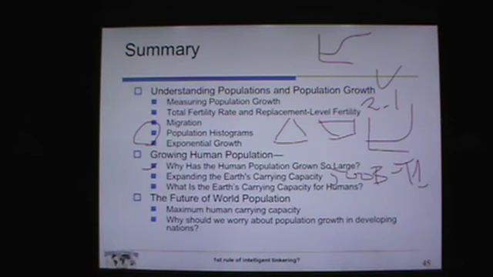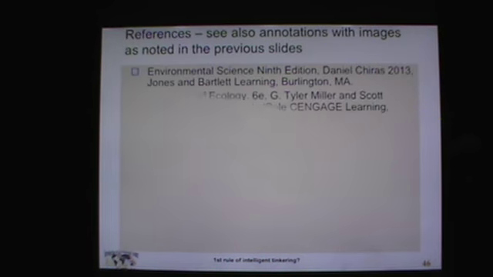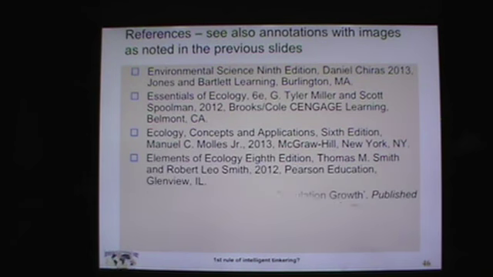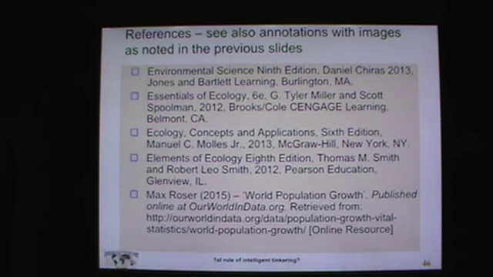Why should we worry about population growth in developing nations? Because it's going to take increasing amounts of resources to support them. But if we can stabilize our population growth, perhaps we're already in good shape. Maybe not. The references have annotations and images, and I'm going to pull our discussion forum for this particular unit from one of the previous slides. So those are the references.